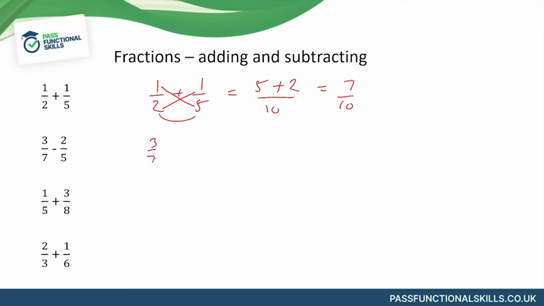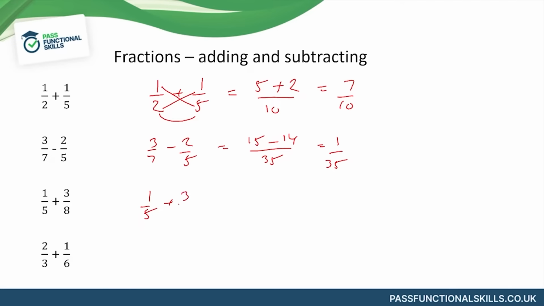So let's try another one. 3/7 take away 2/5. 3 times 5 is 15, take away 2 times 7, which is 14, over 7 times 5, which is 35. So that is 1 over 35. So the only difference between adding and subtracting is you write in a minus sign instead of a plus sign.